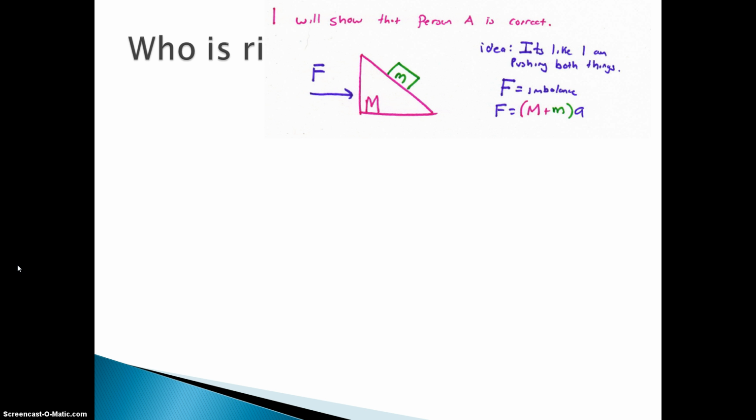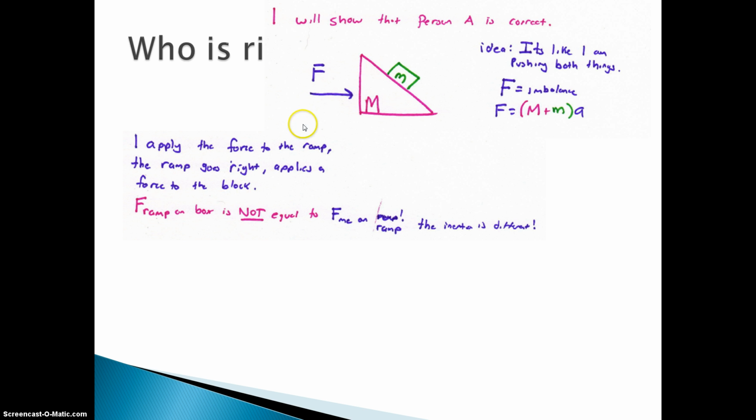Here's what I want you to think about. I'm going to show person A is correct. Here's my cute little picture. You're pushing to the right. We have a purple mass for the ramp, and a little green mass for the block. The major idea I'm going to get to you is, it's like I'm pushing both things combined. And since there's an imbalance, it's like I'm pushing both masses with some acceleration. Major points that we're going to see.